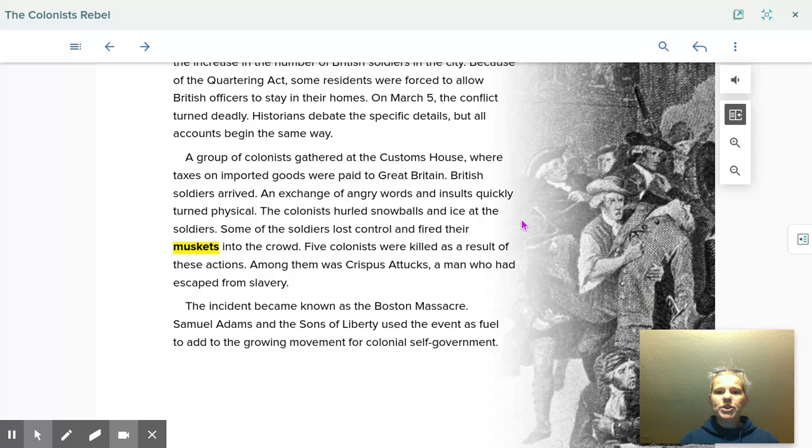Among them was Crispus Attucks, a man who had escaped from slavery. The incident became known as the Boston Massacre. Samuel Adams and the Sons of Liberty used the event as fuel to add to the growing movement for colonial self-government.